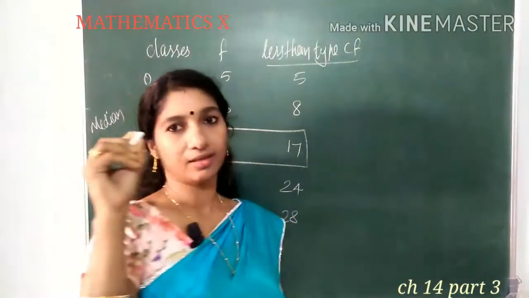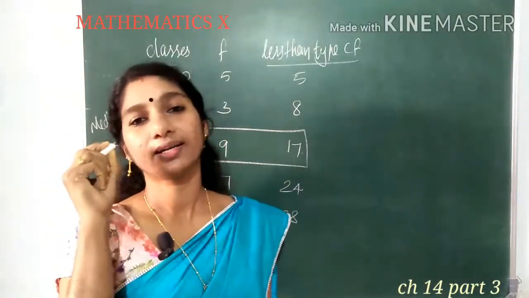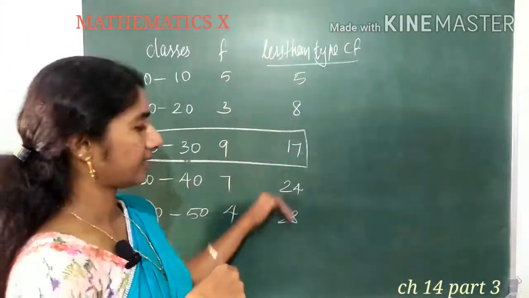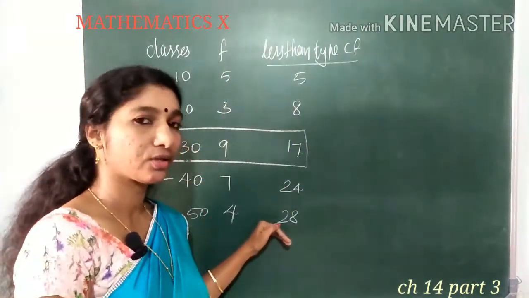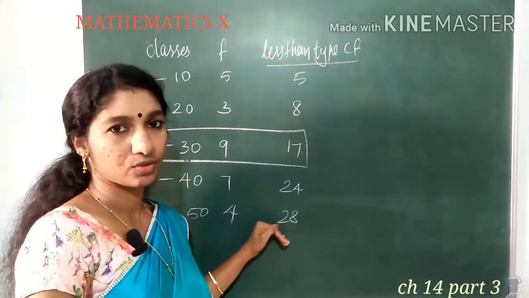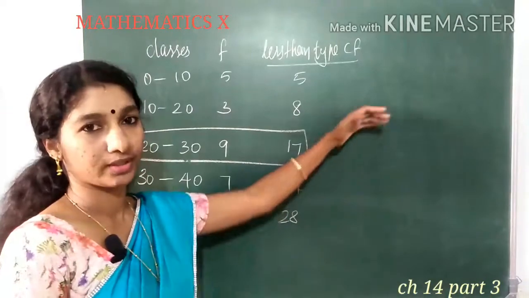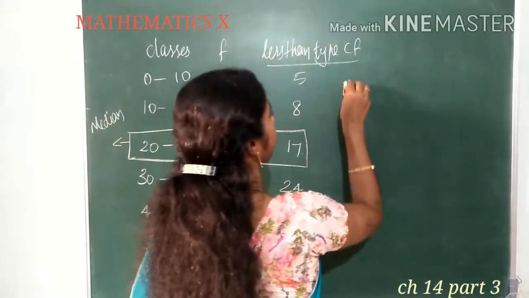So for calculating median, first we need to identify which is the median class. For that we have written less than type cumulative frequency, or you can write more than type cumulative frequency also, but here we took less than type cumulative frequency. According to that I am doing the problem. So median class selected.